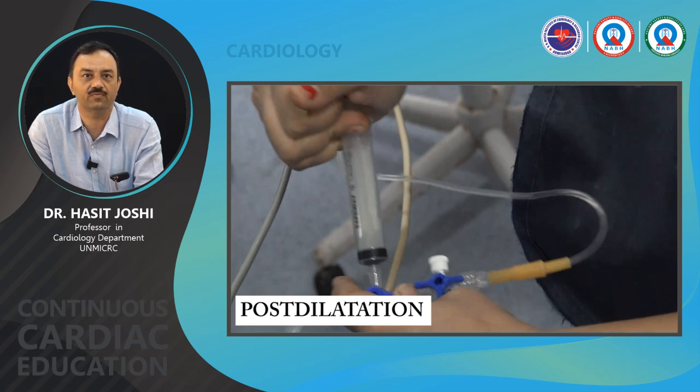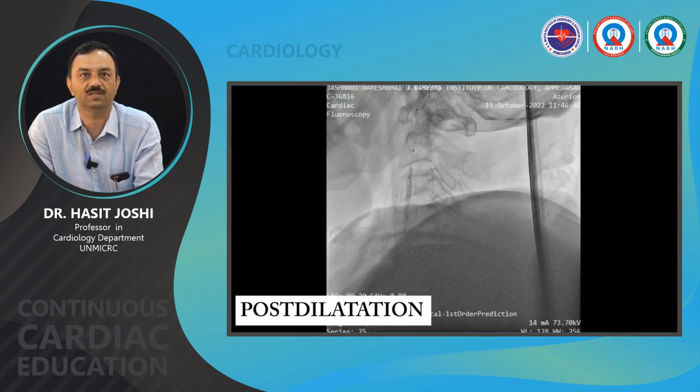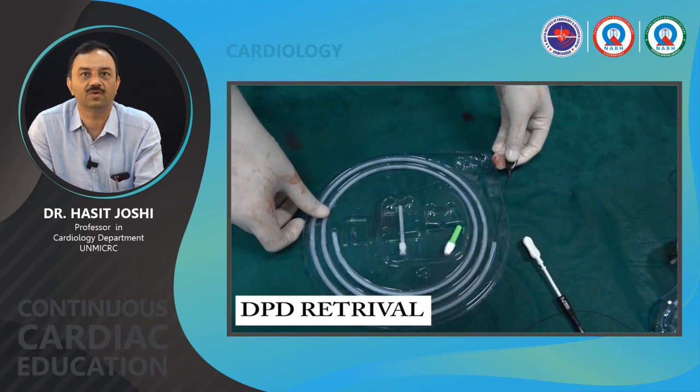we size with a 5 by 15 or 6 by 15 balloon. Post dilate with 5 by 60 or 6 by 15 balloon. This is post dilatation, and do not go more than 10 atmosphere. Keep your anesthetist ready, because this is the time when most vasovagal and most strokes, embolization occurs. Now DPD retrieval.